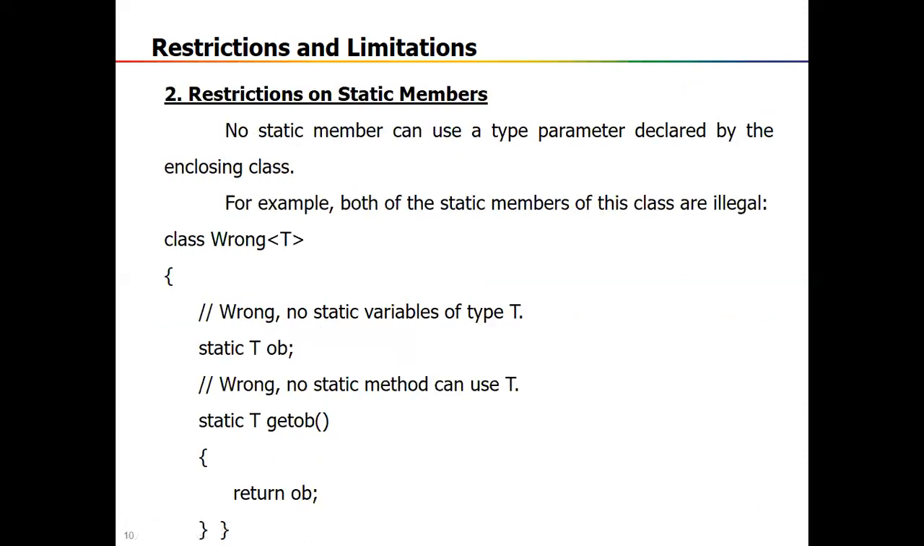The second restriction is restrictions on static members. No static member can use a type parameter declared by the enclosing class. It's not possible. Here, in this example, both the static members of this class are illegal.